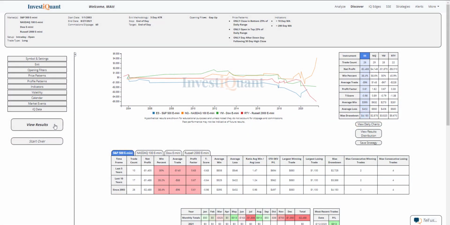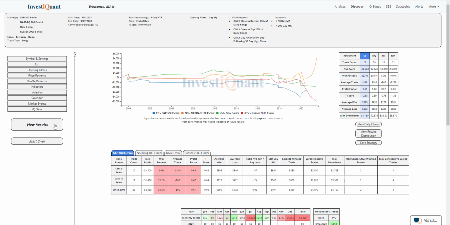These are the results of going long on a gap up when the prior session opened in the top 25% of its range, closed in the bottom 25% of its range, and that took place on the heels of a 50-day high. This is taking place above a 10 and 200-day simple moving average. Historically, there are 26 samples of this pattern in the S&P. We've got 29 in the NASDAQ, 28 in the Dow, and 22 in the Russell.